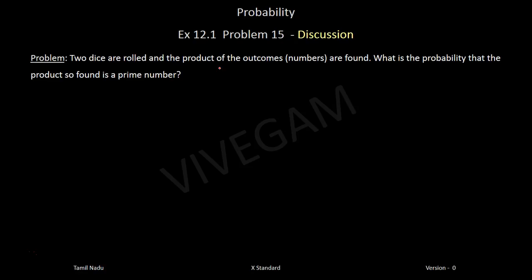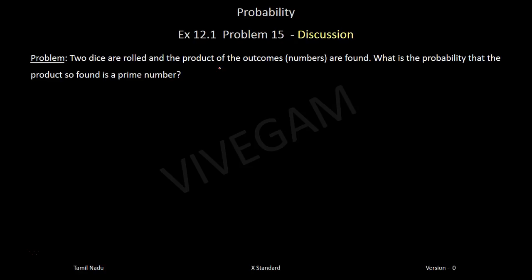So what they say is that there are two dice rolled. The first die, let's say it gives you number 2 and the second die gives you 3. What is the product of these two numbers? 2 3s are 6. Right? But they want to find out the probability that the product so found is a prime number.